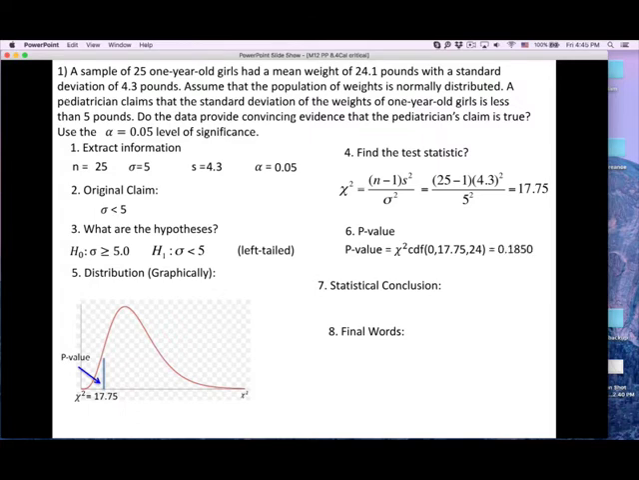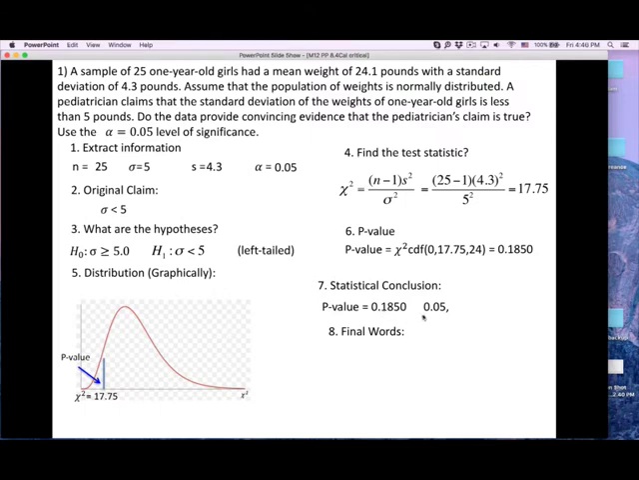Okay, 0.1850. The area of the left tail will be your p-value, which is 0.1850. Now, draw the conclusion for the p-value. We'll be using the p-value compared with your significance level. So try to compare the decimals from the left to the right here.